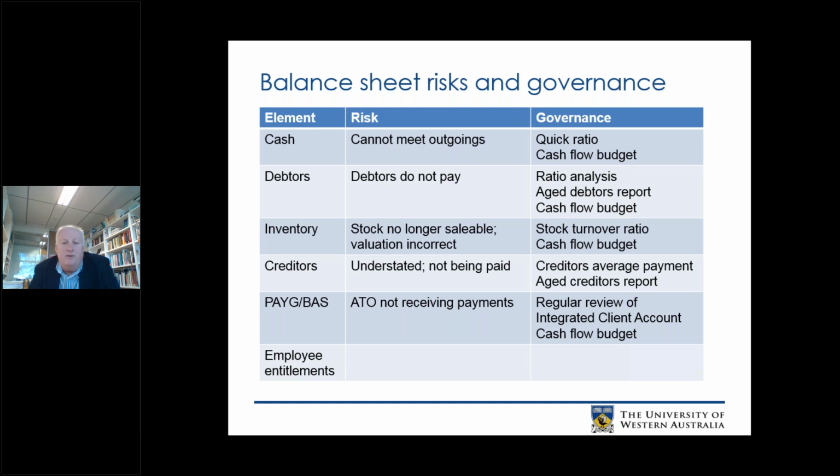It's important, I think, for directors to regularly review what's called the integrated client account from the ATO and have that tabled, which allows you to see what amounts you owe and how quickly you're paying those amounts. Again, the regular review of the integrated client account and the consideration of PAYG and BAS arrangements inform the cash flow budget as it's created too.